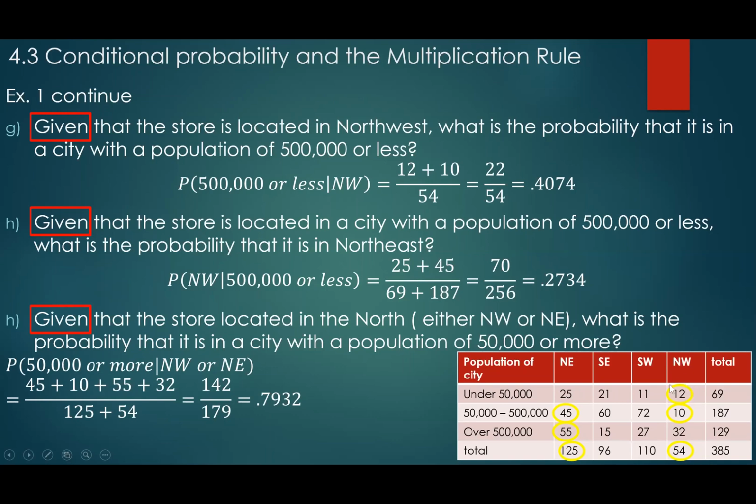The circle, disregard this circle. The circle is out here. I forgot to add the other circle. But again, you add those numbers to give you the numerator. You add the 125 and the 54 to give you the denominator, and then you divide them to give you 0.7932. Any questions with this conditional probability?